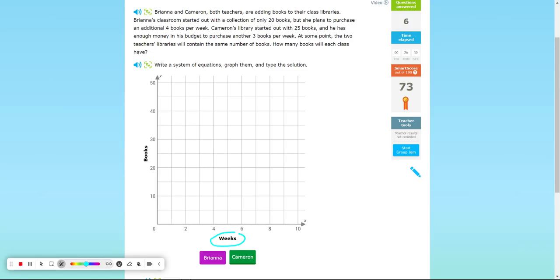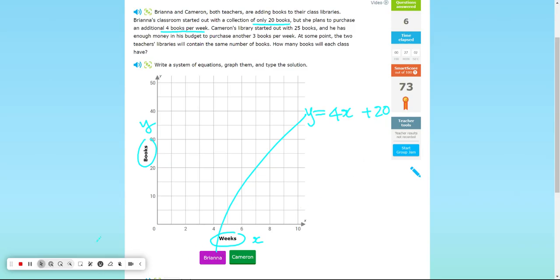Horizontal will be the number of weeks, so that's x. Vertical should be the number of books, so this is y. So let's write the equation for Brianna. Brianna, y equal. Brianna started out with a collection of only 20 books. So 20 should be in the back, okay? She planned to purchase an additional 4 books per week. 4 books, okay? So that's 4x, 4 books per week. And then let's graph this.